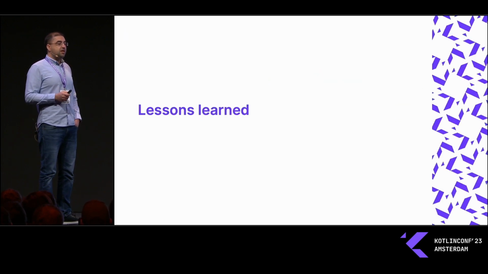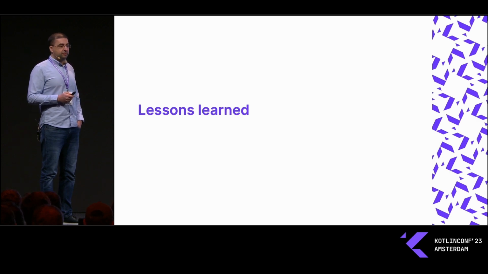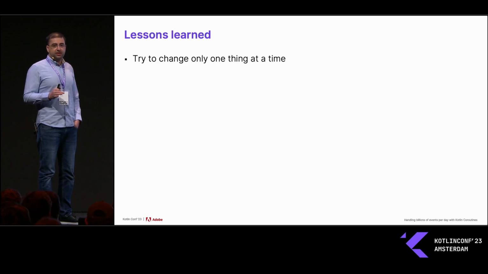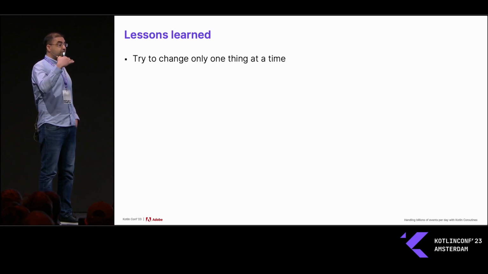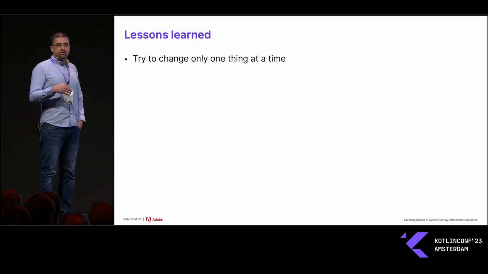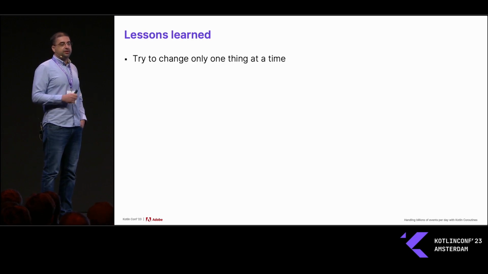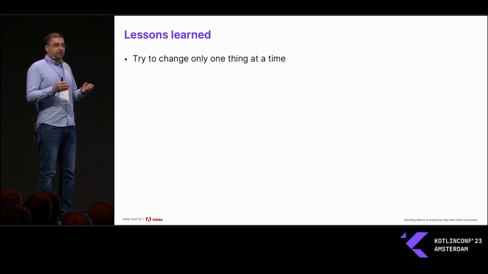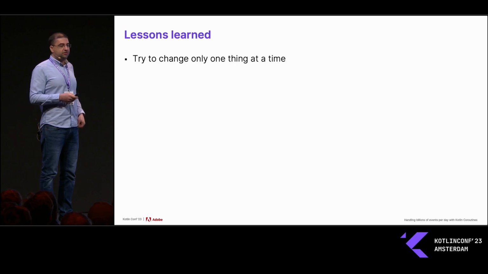But what were some lessons that we've learned from this experience? The first and very obvious one, and something that's probably true in all cases: try to change only one thing at a time. And this goes to our decision of using Vertex instead of sticking with Jetty. That led to all those functional differences where we spent almost 2 months to find a solution.